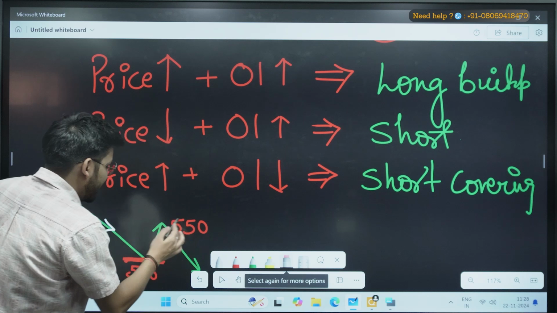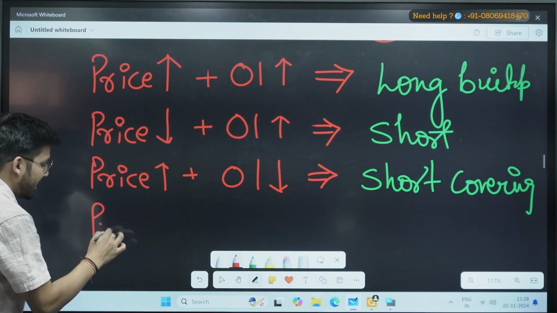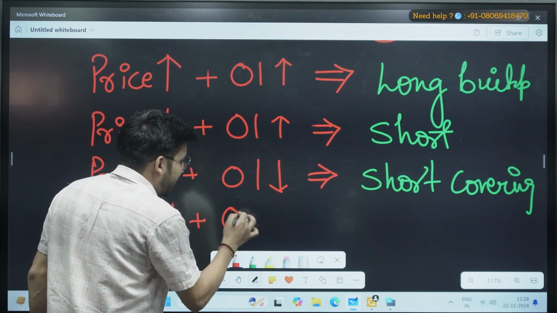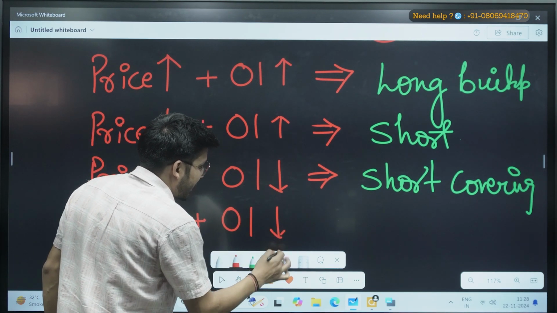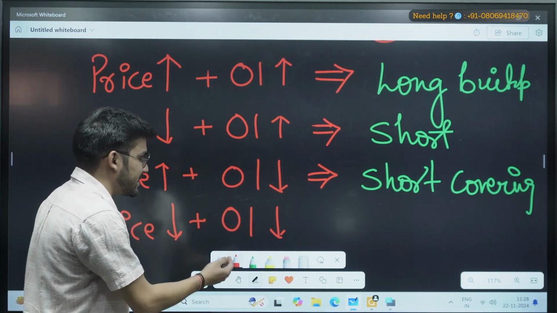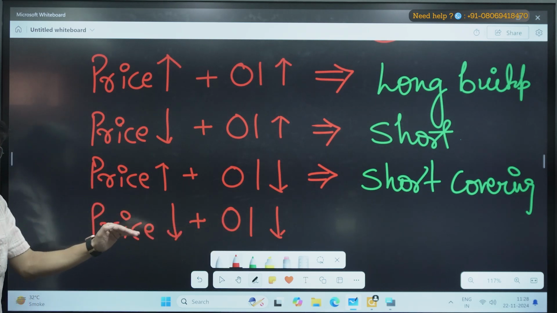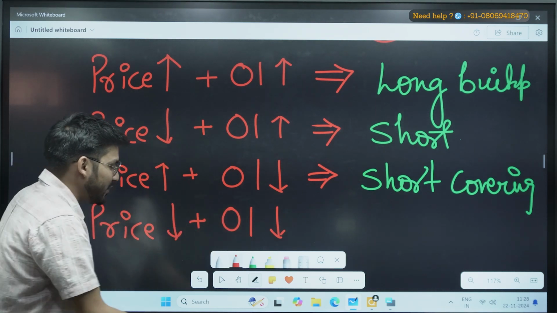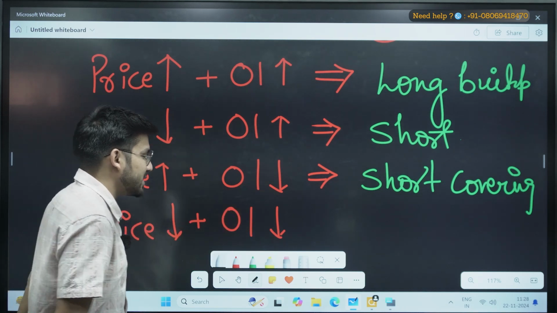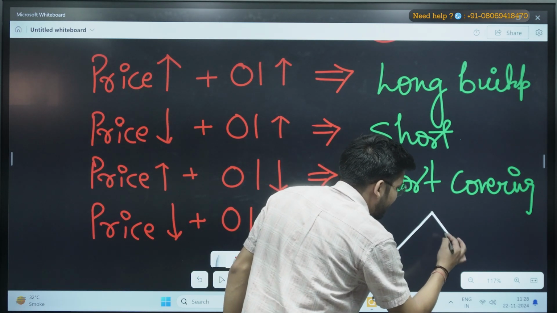Now there is a fourth condition. In the fourth condition, the price will decrease, and at the same time my open interest will also decrease, right? The price is decreasing, and at the same time my open interest is also decreasing. It means the open contracts or the participants are decreasing. They are not in favor of letting the market down. So what will happen there? Again, there must be some profit booking, you can say. The market was moving in the upward direction, and right now the market is moving in the downward direction.